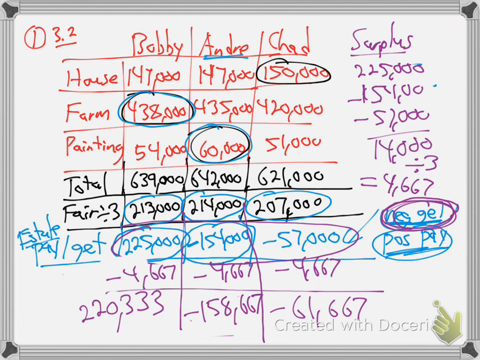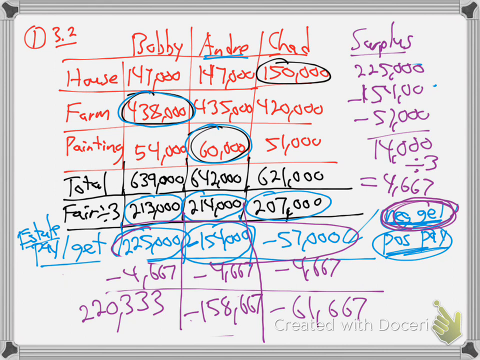There we go. Right? So two negatives add to be bigger. But now when you enter the answers on Math Excel, you don't put negatives in. That's just for us to know that it's money they get, negative because it's coming out of the estate. So in the end, Andre's going to get 158,667, and Chad's going to get 61,667, and Bobby's not going to have to pay quite as much. He's only going to have to pay 220,333.